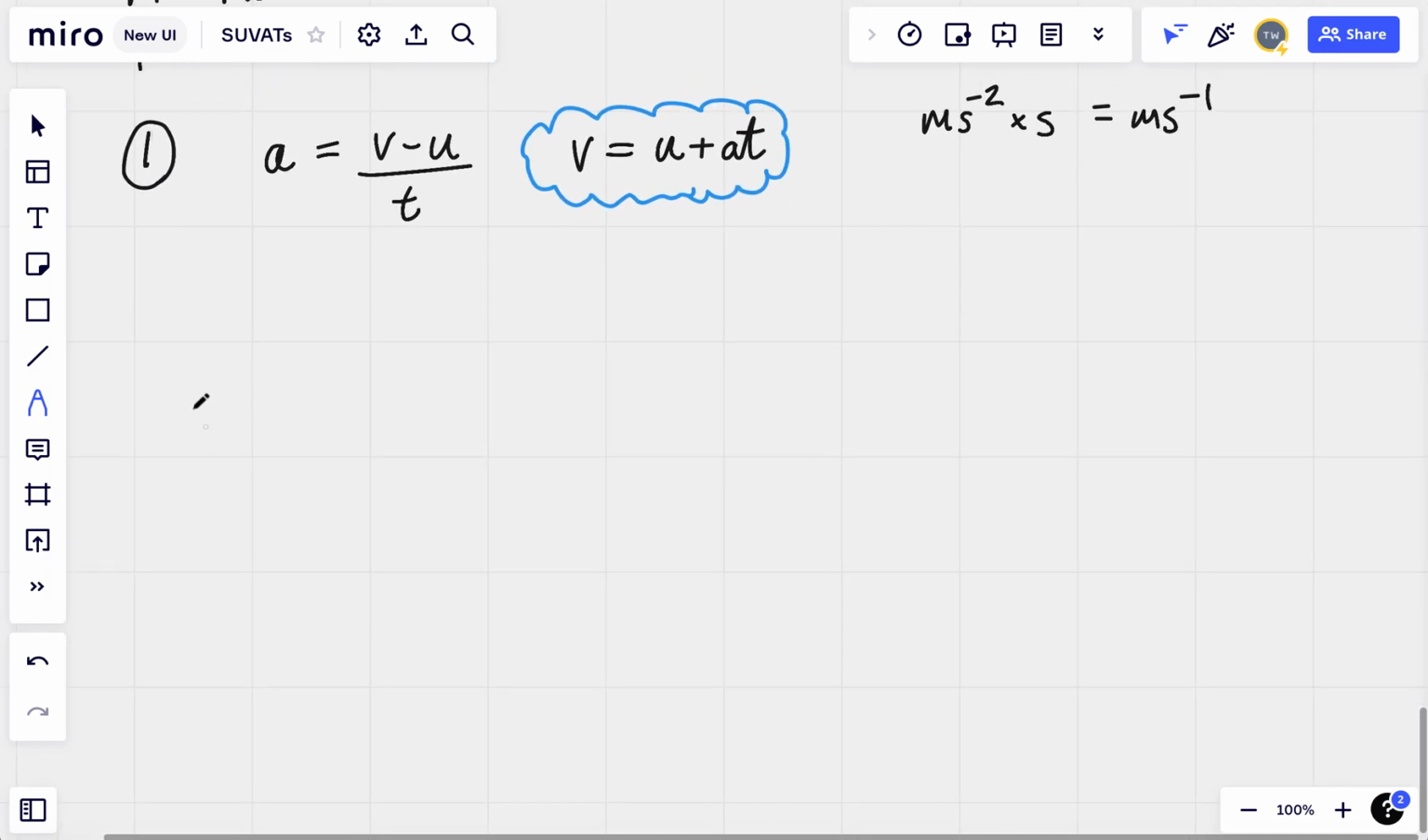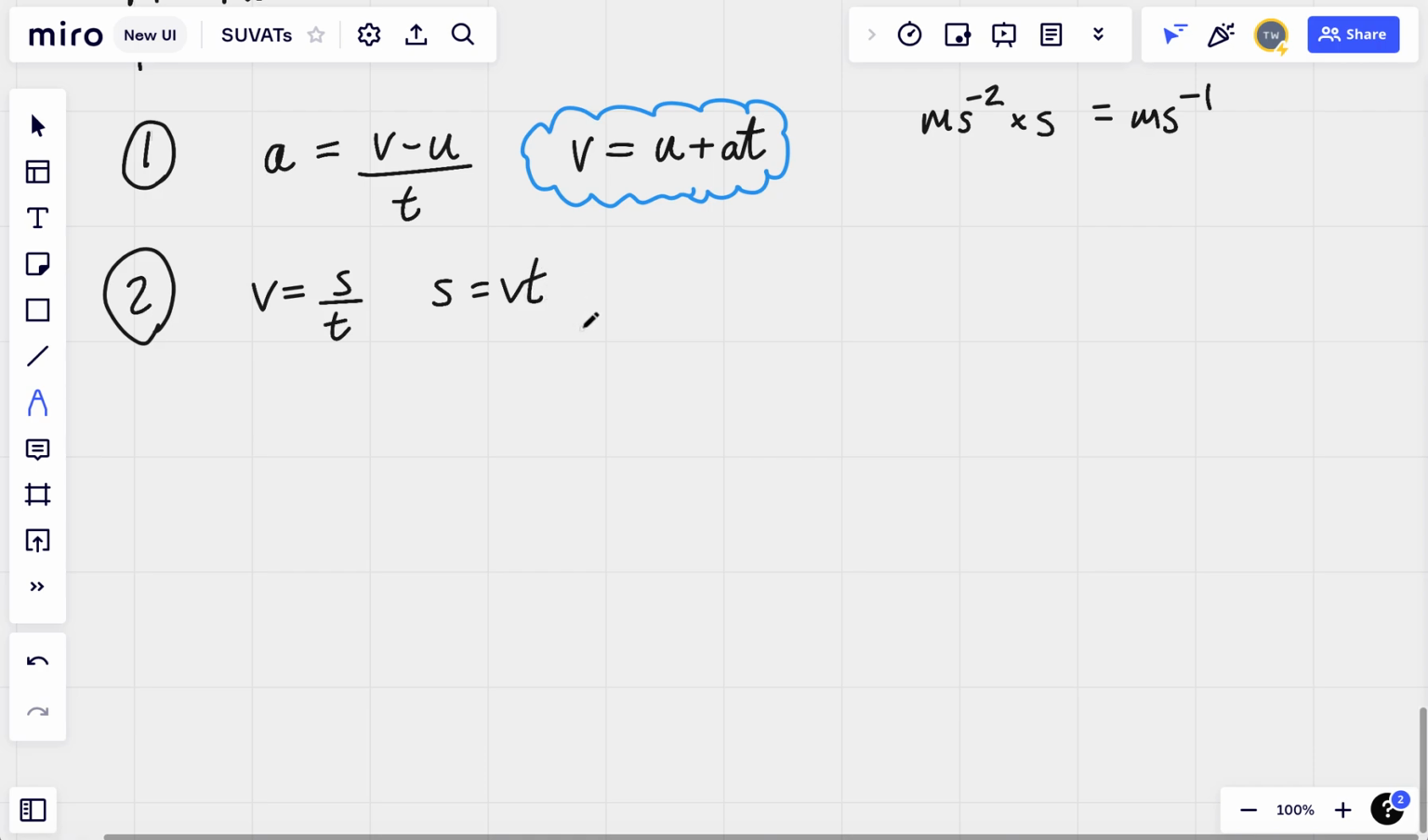So SUVAT number 2, what we do is we take v equals s over t, and we rearrange this to start with. So we go, well, that's s equals vt, as in my displacement equals my velocity times time.